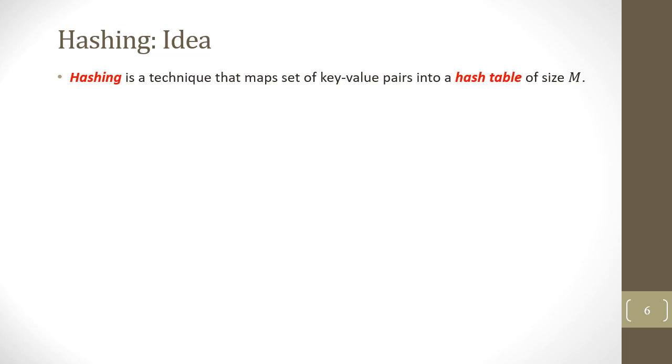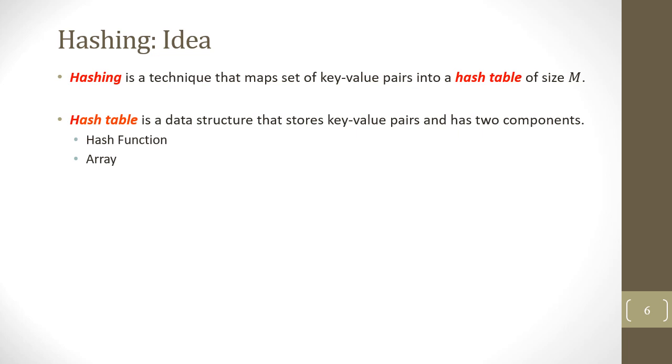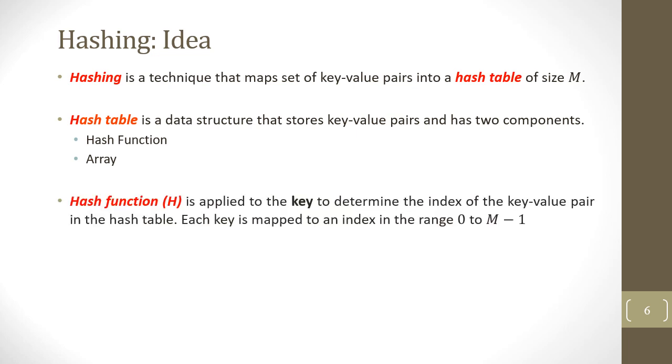Hashing is a technique that maps a set of key value pairs into a hash table of size m. A hash table is a data structure that stores key value pairs and has two components, a hash function and an array. The hash function is applied to the key to determine the index of the key value pair in the hash table. Each key is mapped to an index in the range from 0 to m minus 1, where m is the size of the hash table.